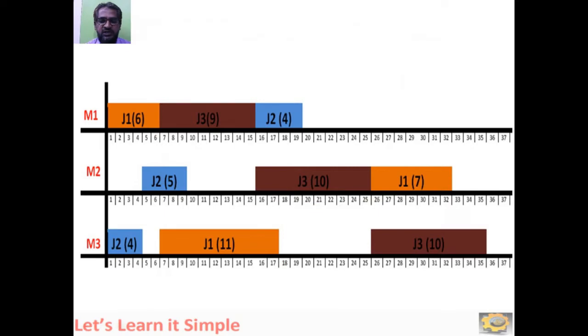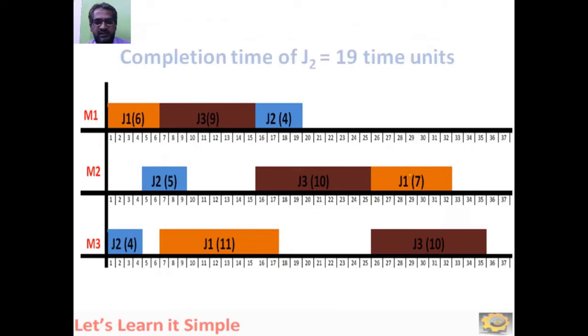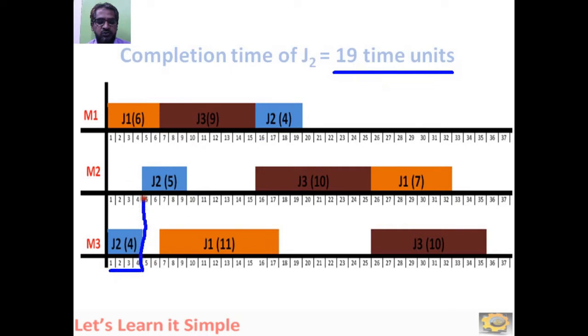Now if you take J2 similarly, J2 takes a total processing time of 19. That is, job 2 first enters machine 3, with a processing time of 4. Then it goes to machine 2, with an additional processing time of 5. Then it goes to machine 1, where it has to wait because job 3 is in progress. Then it takes an additional processing time of 4. So in total, job 2 takes a total processing time of 19.